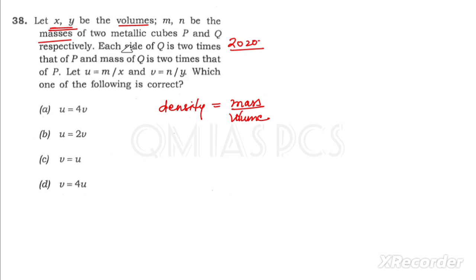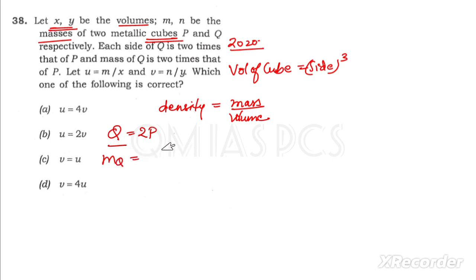Now, each side of Q is 2 times that of P. See, this is a cube. The volume of a cube is equal to side cubed, we know this one. So the side of Q is equal to 2 times the side of P. I'm just writing the side of Q is equal to 2 times of P. This is an important thing, and the mass of Q, m q, is equal to 2 times that of P, 2 times m p.